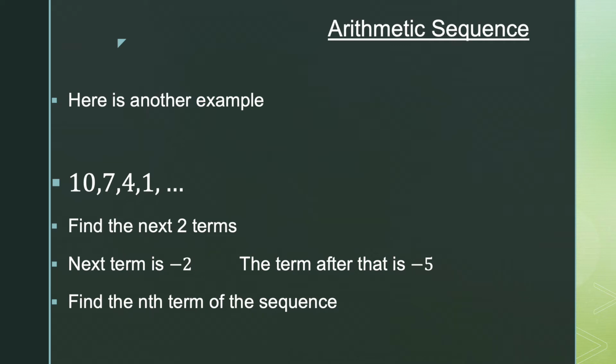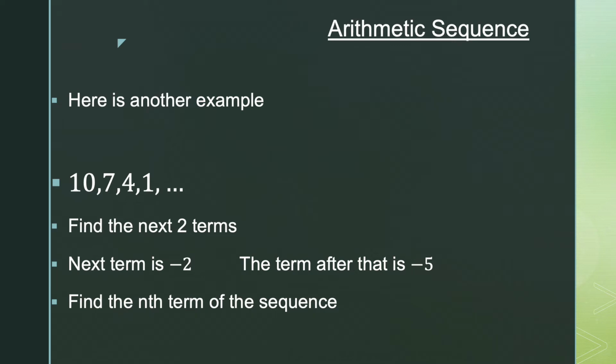Right, the next part says find the nth term of this sequence. So we know that we are going down each time by 3. So again, it will follow the pattern minus 3n. Obviously when n equals 1, I get minus 3. When n is 2, I get minus 6, minus 9, and then minus 12.